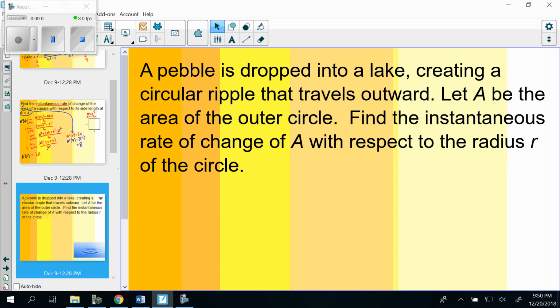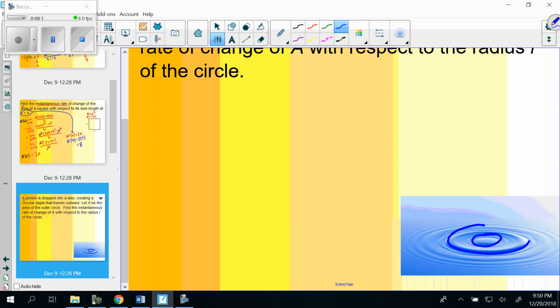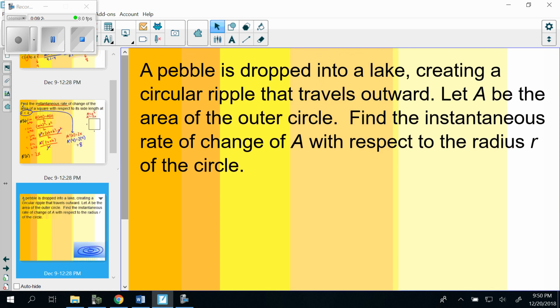They say a pebble is dropped into a lake, creating a circular ripple that travels outward. So if you've ever been on a lake or something and you drop a pebble in, you've seen these circles that keep rippling outward from where the object went into the water. And what they say about this is that the ripple travels outward. Let A be the area of the outer circle. So that first circle that comes out, A is going to be the area of that circle. Find the instantaneous rate of change of the area with respect to the radius of the circle.